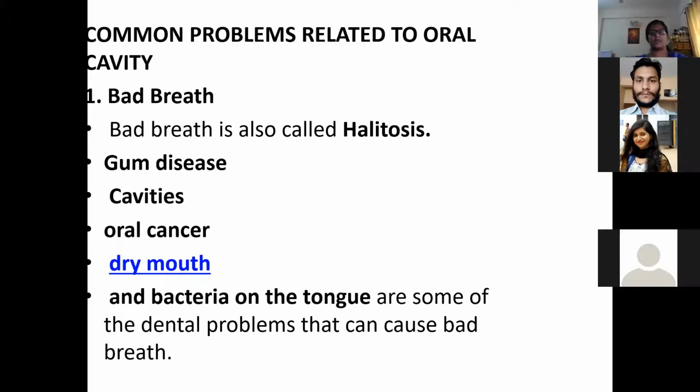So can you tell me some of the problems related to the oral cavity? The first one we discussed is halitosis or bad breath.